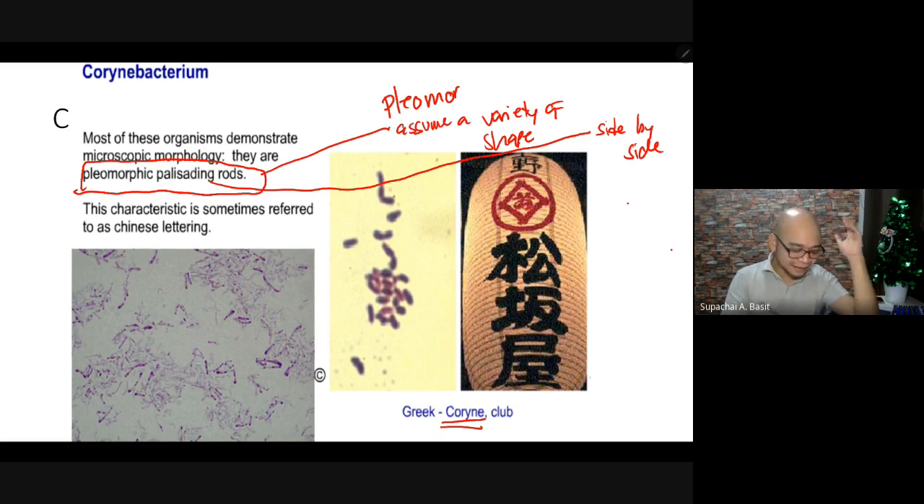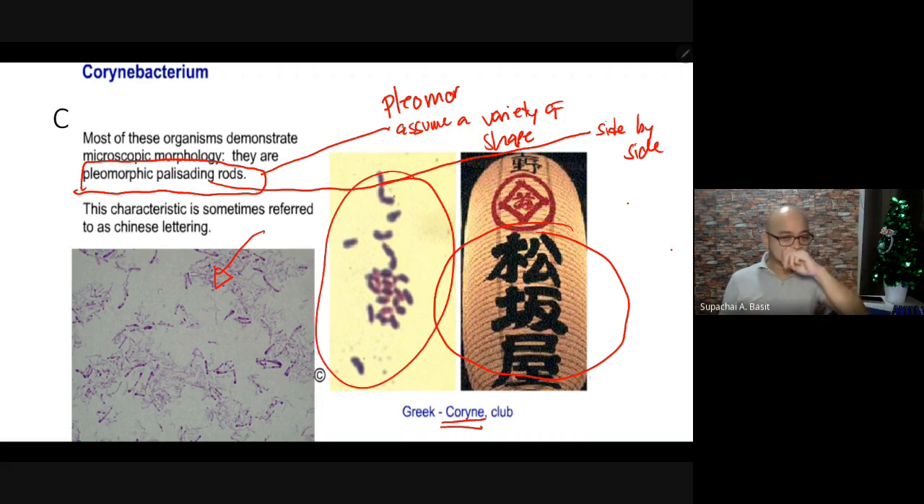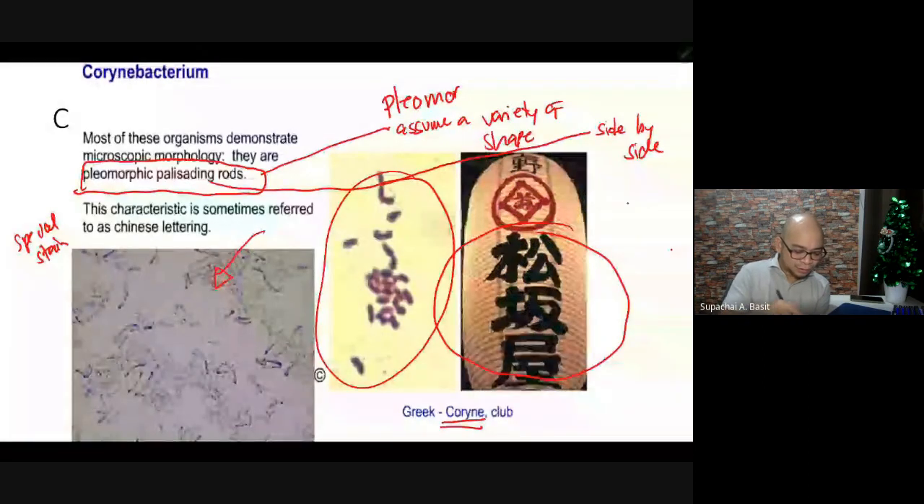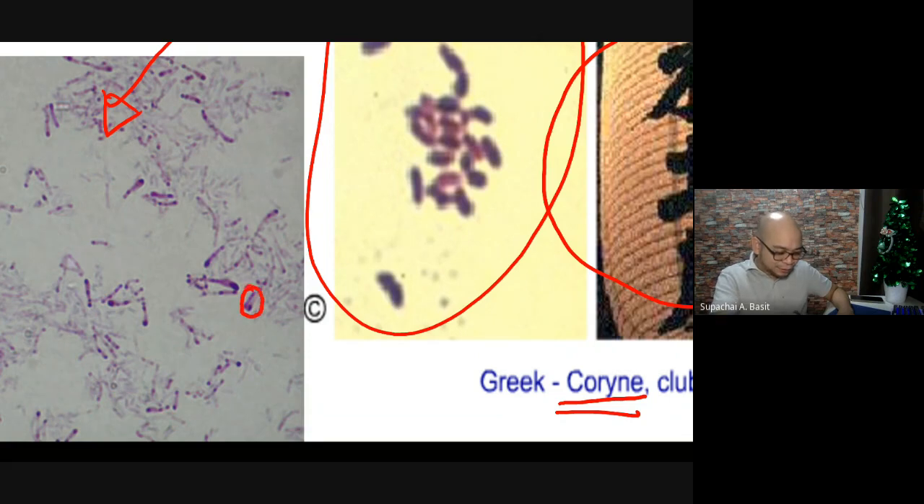If you will be looking at the morphology, you'll be able to see characters that resemble Chinese letters. So Chinese letter characters is actually for Corynebacterium. This is an example of a special stain for Corynebacterium, and if you look closely, you'll be able to find these structures.